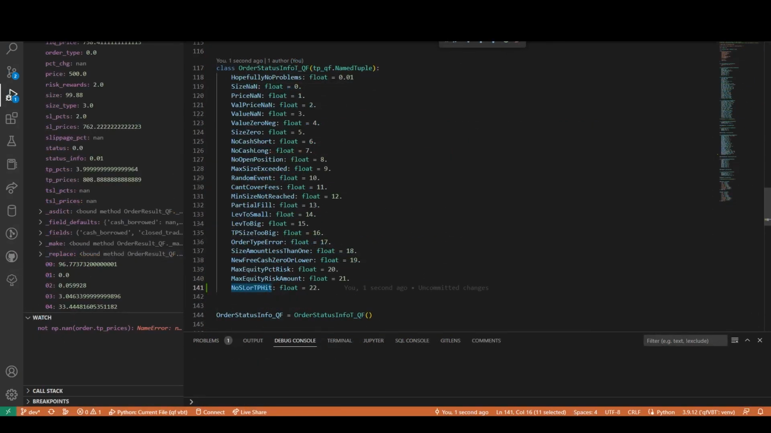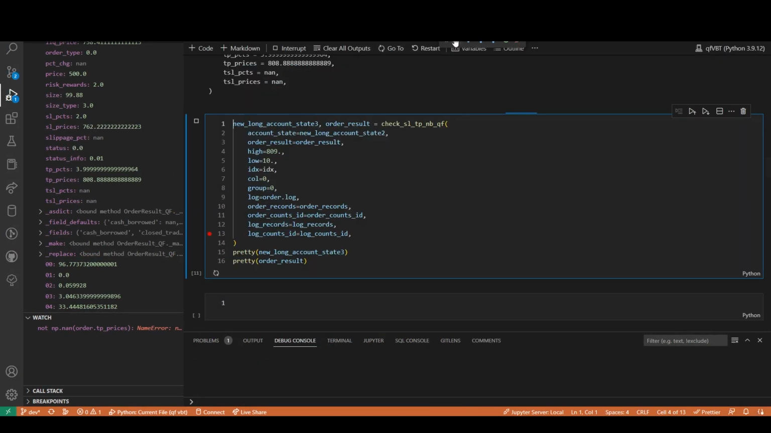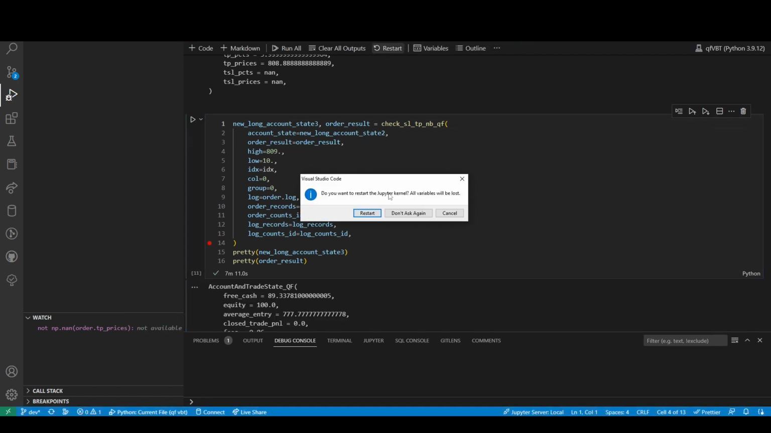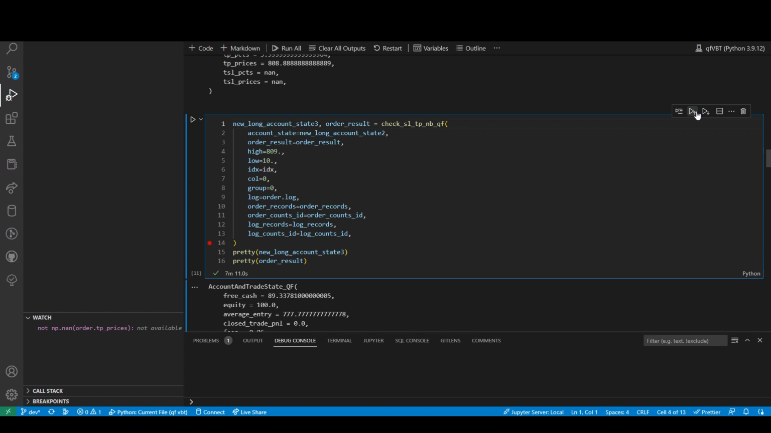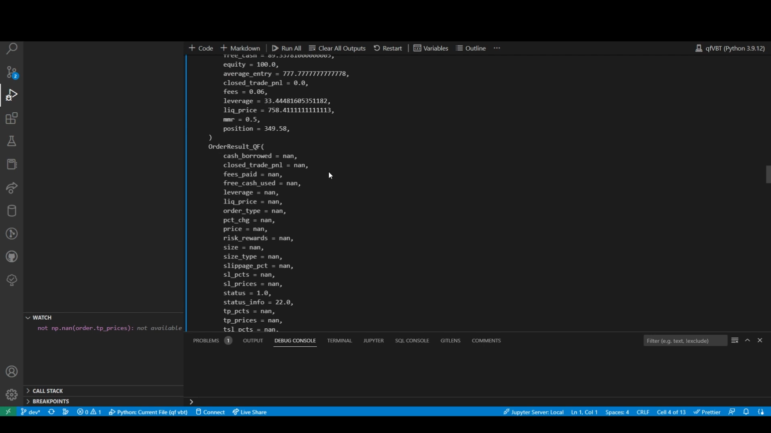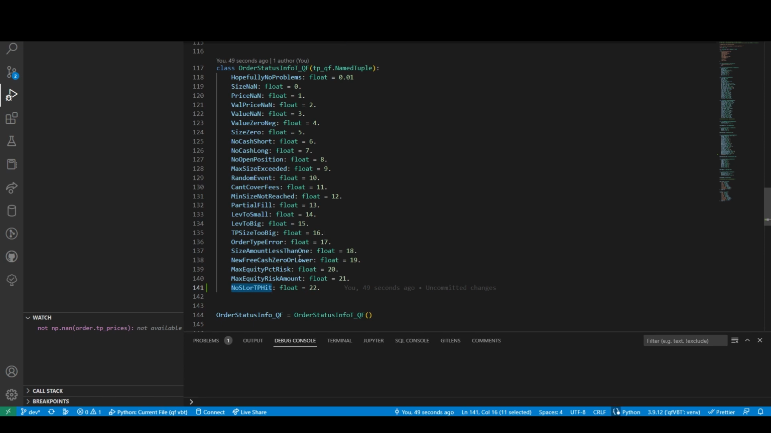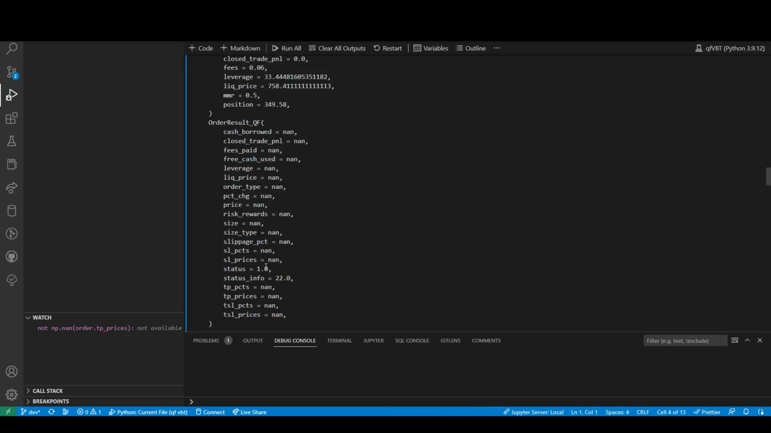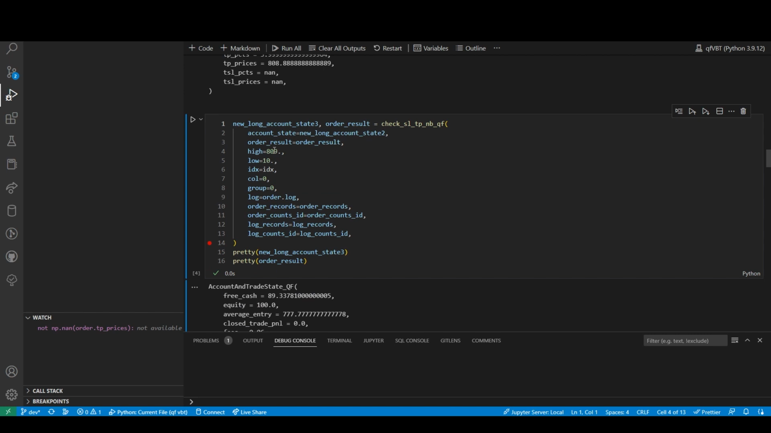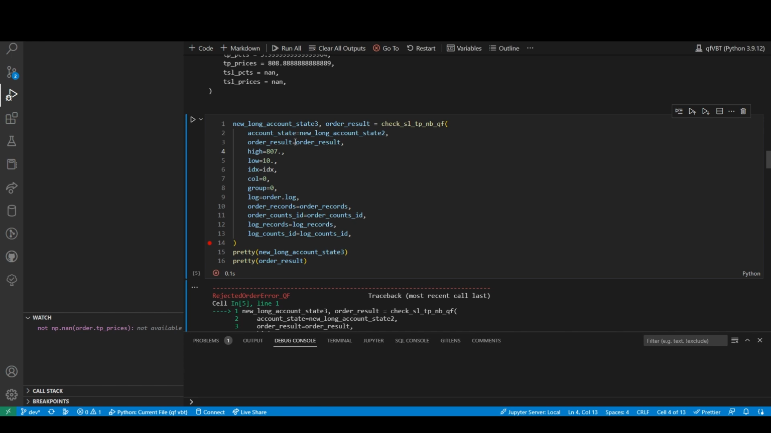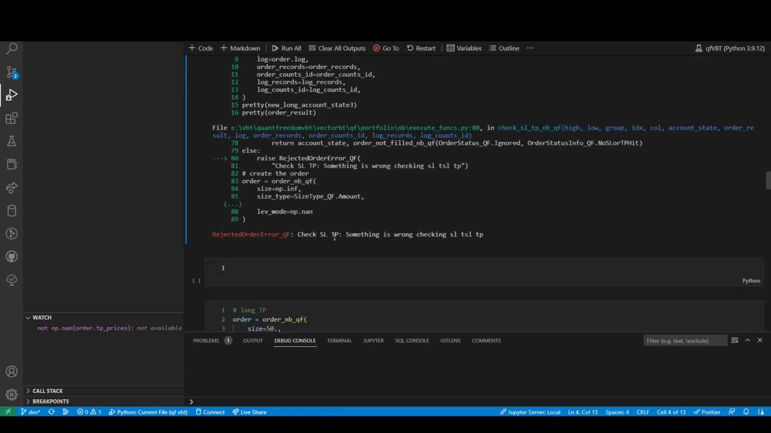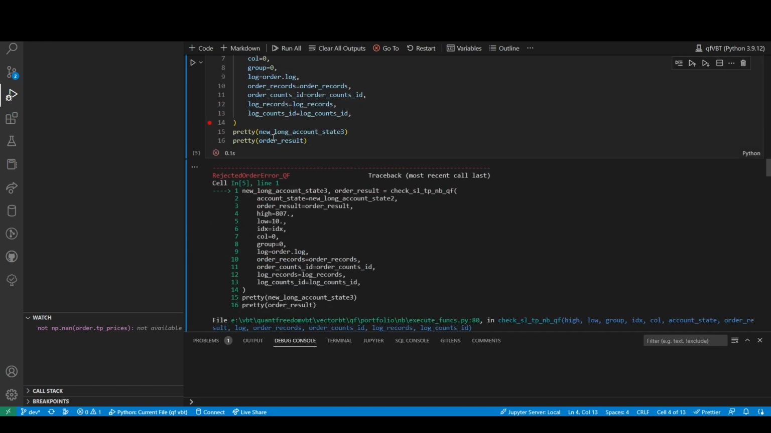Alright, now let's try it again. Here we go. So we hit 22, which is this. No. So it's ignored. So now we need to make the high 807. And now we run into some errors. Something is wrong. Checking stop loss, trailing stop loss. Alright, so let's see what's going on here.